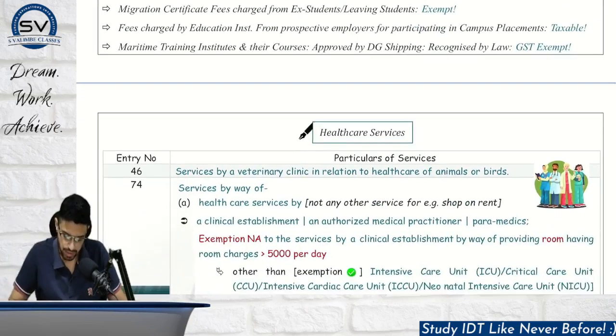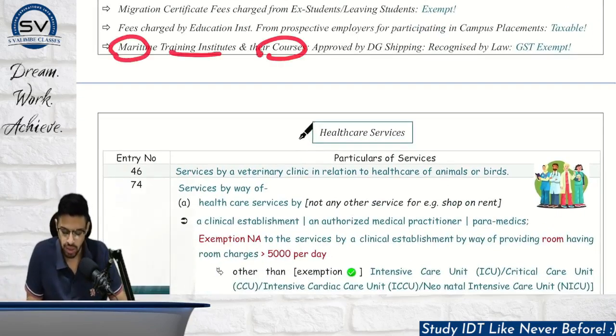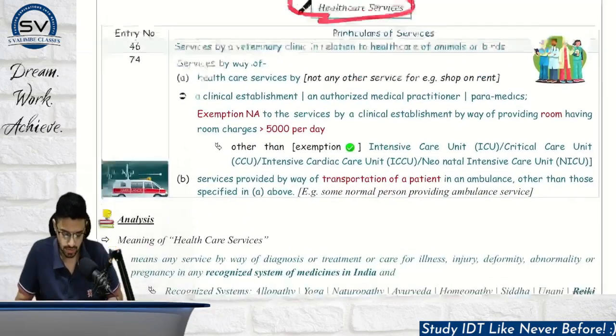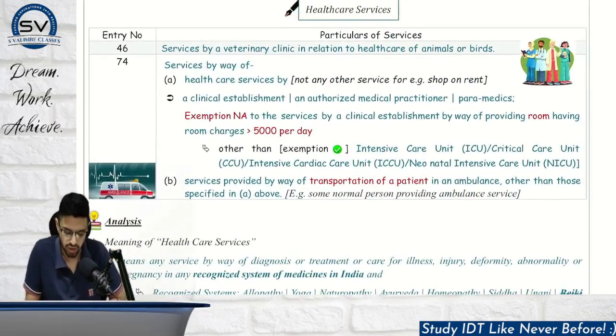Okay. Next, maritime training institutes and their courses, they are approved by Director General of Shipping. Basically that is recognized in Indian law, so that are also GST exempt. Next, we talk about healthcare services. Basically two entries will be covered. First, vets. Vets means basically the doctors of birds and animals. So in that case, all their services are exempt.